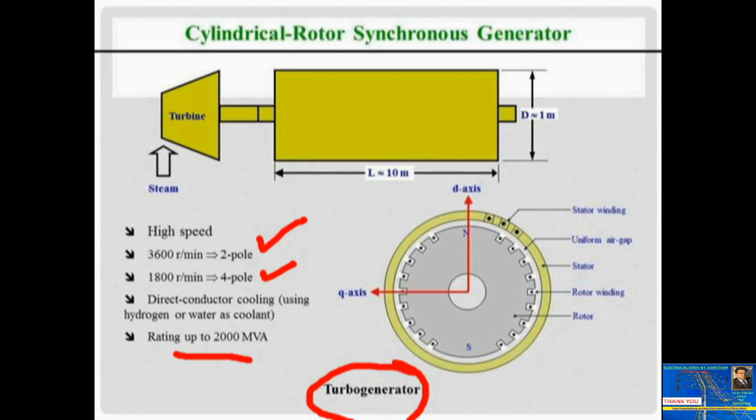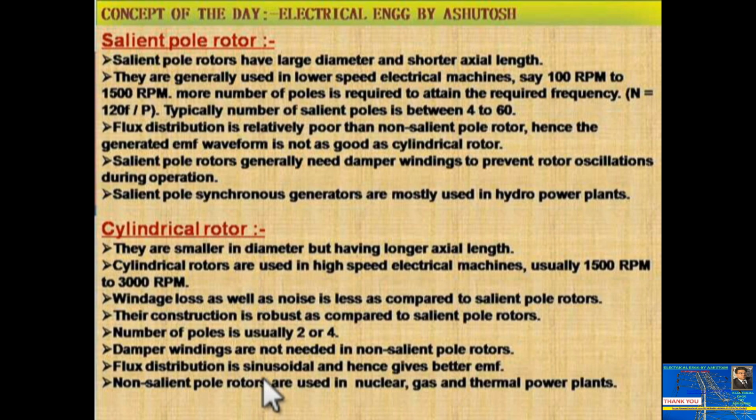So also you can see over here the next difference, the flux distribution is relatively poor than the non-salient pole rotor. Hence the generated EMF waveform is not as good as cylindrical rotor. So guys, here the flux distribution is relatively poor, and because of that the generated EMF waveform is not purely sinusoidal. But in case of cylindrical rotor, here there will be pure sinusoidal EMF generated waveform.